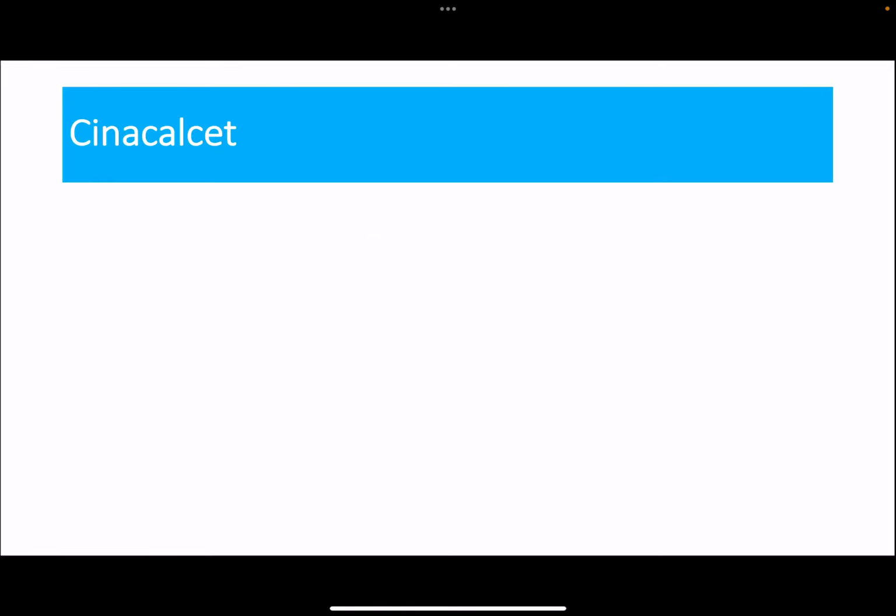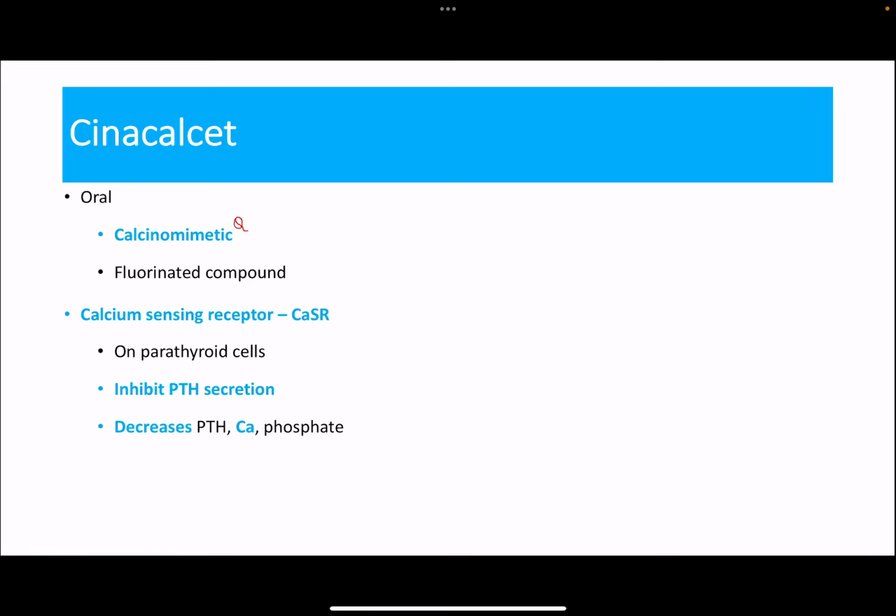So first coming to Cinacalcet. Under this, what you need to remember is basically it is going to decrease the calcium. So they're called calcimimetics, please remember. They can ask this in your exams: which is the drug that is called a calcimimetic, which is a fluorinated compound, and these act on calcium sensing receptors.